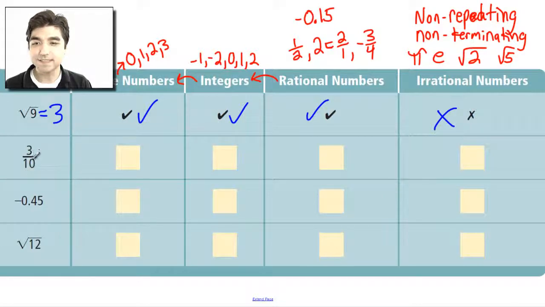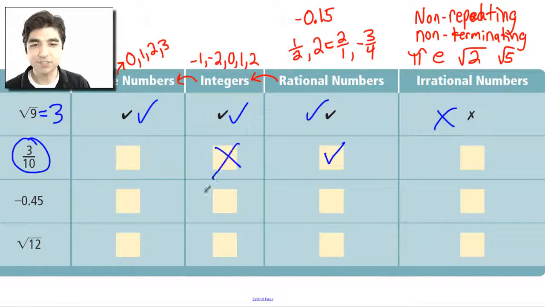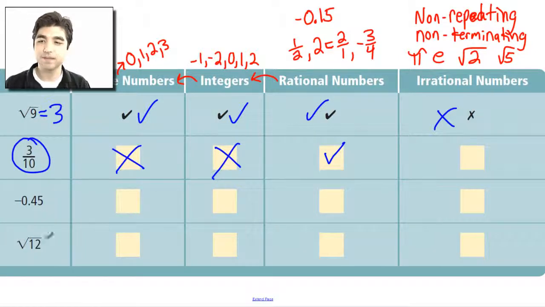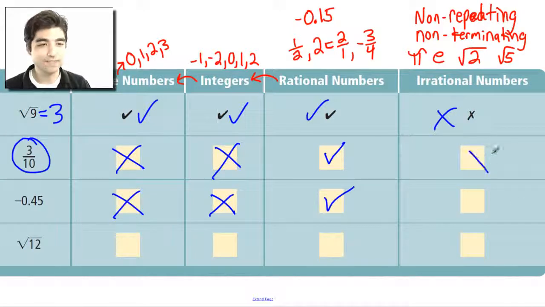What about 3/10? It's a fraction. So we know it's a rational number, but you can't write 3/10 as a whole number, as like 1, 2, or whatever. So it's not an integer, and it's not a whole number. How about -0.45? We can write 0.45 as a fraction, so it's a rational number, but it's not an integer, and it's not a whole number. Oh, and it's not irrational numbers.